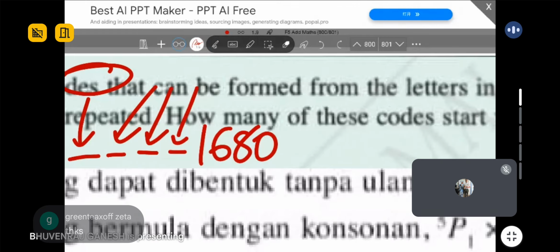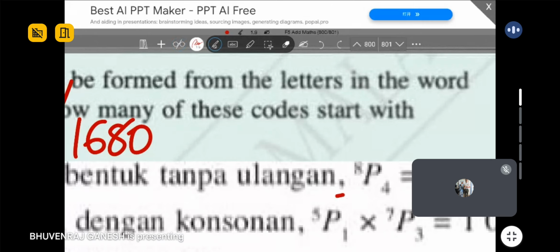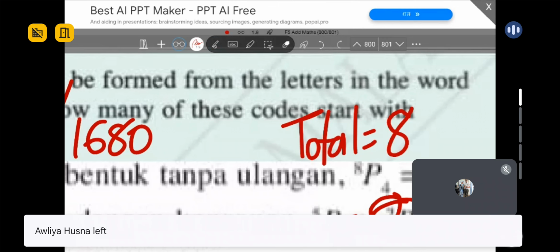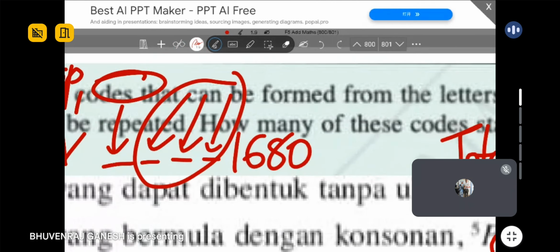Okay, so basically you just do 5P1. Okay, because 5 consonant, pilih 1, and then the remaining 3, you got 7. Okay, because total letter is 8. Okay, jumlah abjad yang kamu ada 8. So you already pick 1. Sudah pilih 1. So the remainder is 7. Kamu baki 7. Okay, daripada 7 tu, kamu pilih 3 untuk isi 3 kedudukan ni.